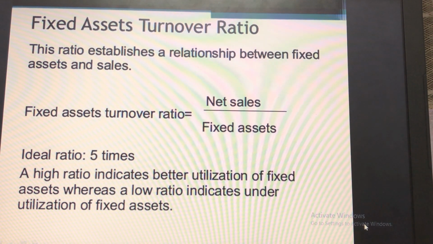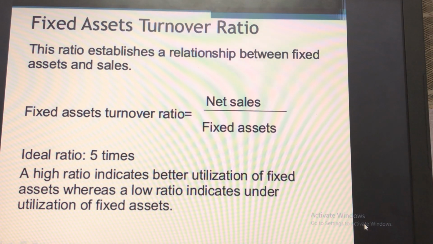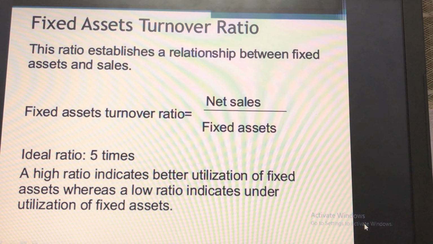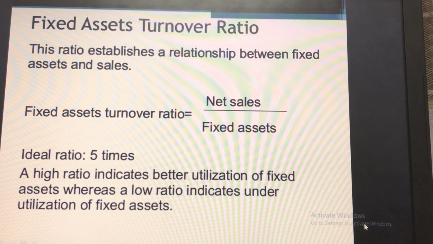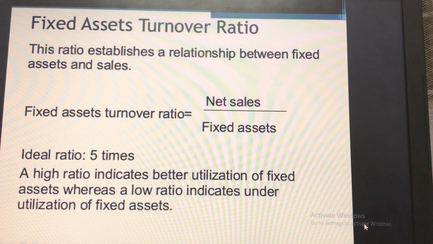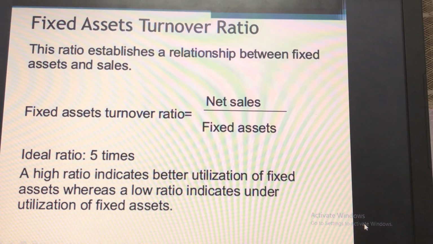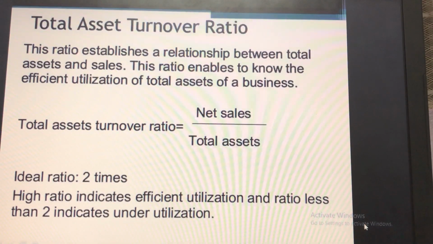Fixed assets turnover ratio. This ratio establishes a relationship between fixed assets and sales. So fixed assets turnover ratio is equal to net sales divided by fixed assets. Here the ideal fixed assets turnover ratio is 5. A high ratio indicates better utilization of fixed assets, whereas a low ratio indicates underutilization of fixed assets.